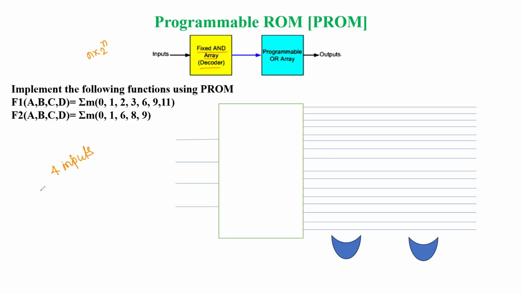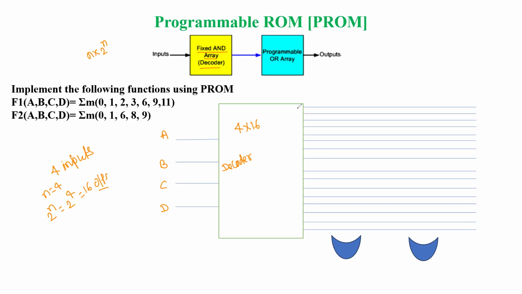In the case of the decoder, we are going to take n as 4, so we'll have 2 to the power n outputs, that is 2 to the power 4, which is 16. On the left side, we are going to give the inputs, that is A, B, C, D. The decoder size is 4 cross 16, and that is the decoder we are going to use here.